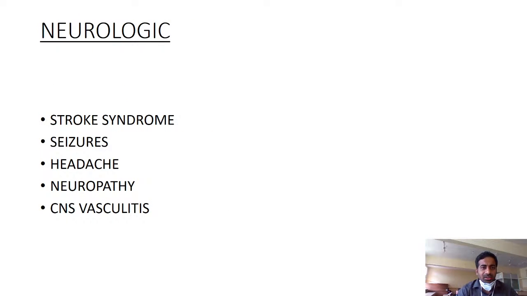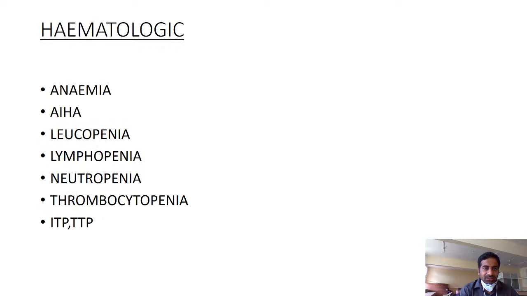Neurologic: stroke syndromes, seizures, headache, neuropathies, CNS vasculitis. These are the more common neurological signs. Hematological: anemia.